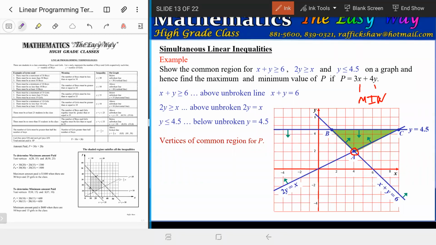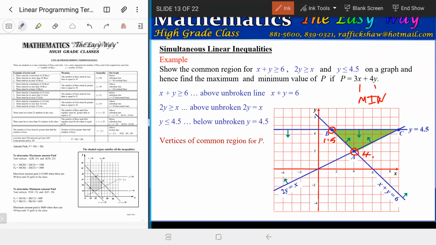But then there's a little trick to it, because this point has a smaller x value. The x value right here is 1.5. And at this point, the x value is 4. So you cannot just look at one of them alone. You cannot just look at the x value alone.